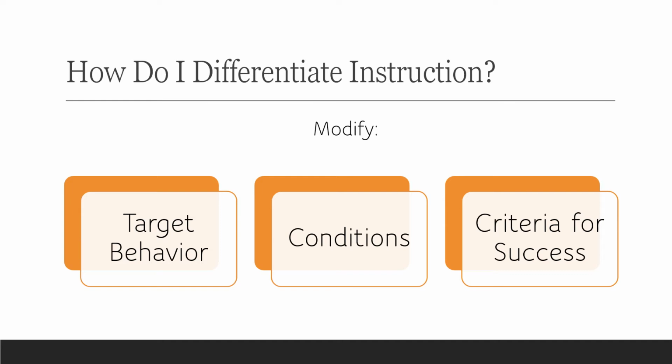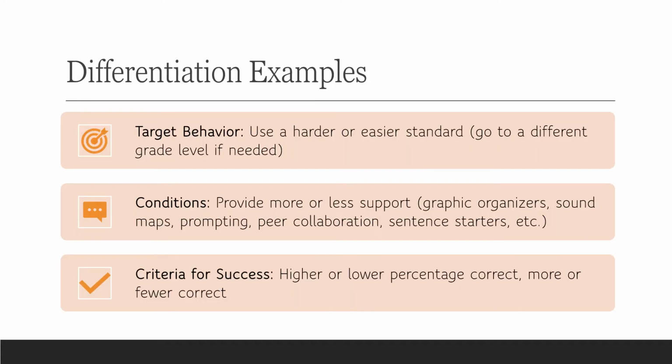So how do I differentiate instruction? Well, you're going to modify one of the 3 parts to your objectives. Remember that we wrote our objectives in 3 parts with the target behavior, the conditions under which the behavior occurs, and the criteria for success that we expect. When you modify or accommodate, you can change one of these 3 things.